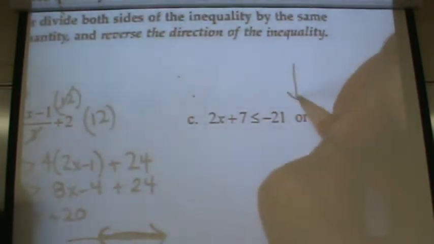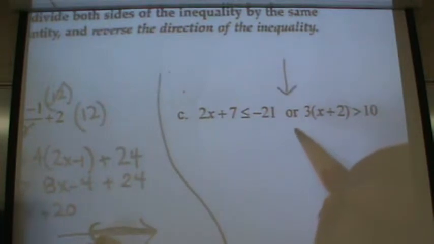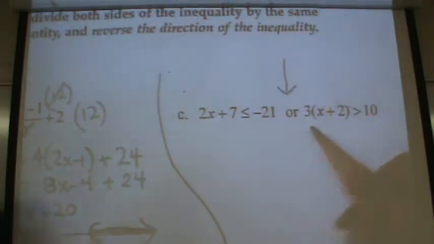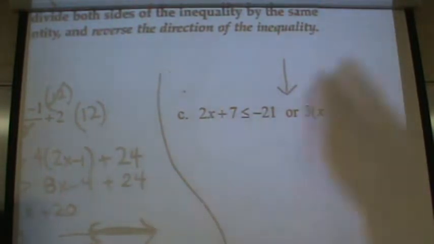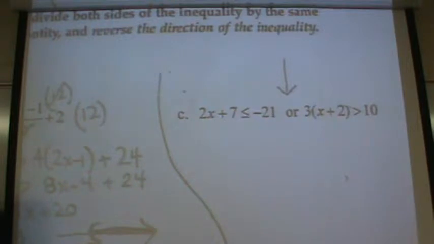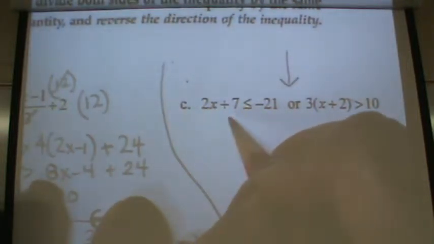This is a review of an OR. This is a compound inequality. An OR is, you look at if it hits the graph at all, it's part of the solution. An AND is where they meet, intersect, overlap.